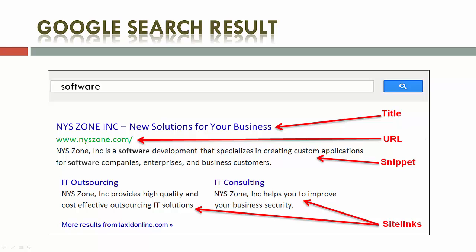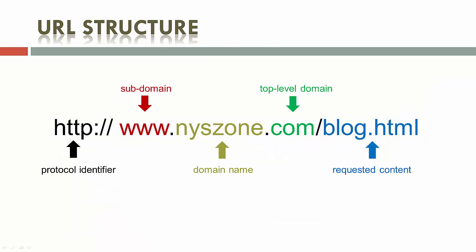Under the title in any search result, there is the URL of the web page, or in other words, the web address of the current page. The URL to a document is always displayed as a part of a search result in Google, below the document's title. So, if you want to increase your website's ranking, you should improve the structure of your URLs.